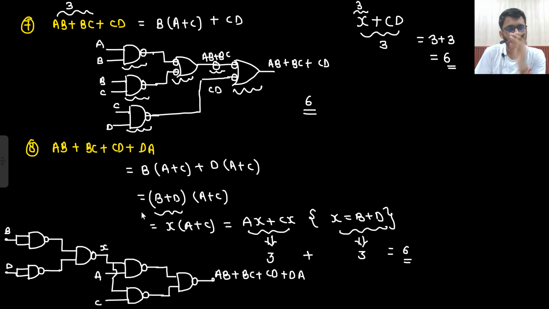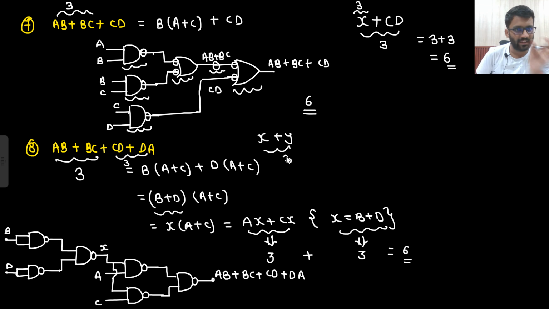Okay. So as a designer, you need to think in this manner that B plus D, I can replace with the X. So to implement that particular X, look, if I had been doing in this manner, that AB plus BC, this will require me 3. CD plus DA, this will require me 3. So this can be replaced with X and this can be replaced with Y. So X plus Y will require me another 3. So my answer would be 9. Right? 3, 3 plus 3, 9.